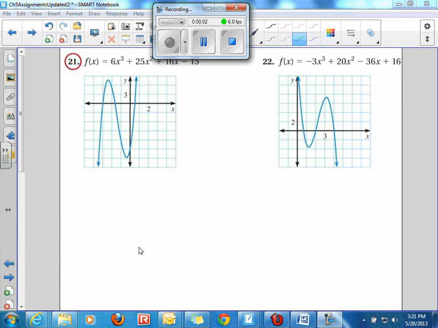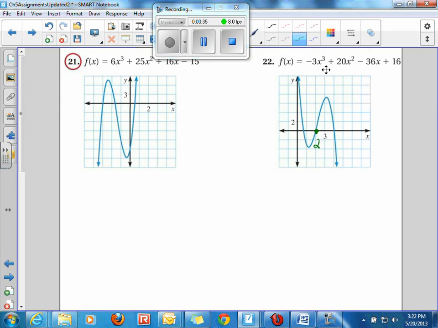This is problem number 22 on page number 13 on your assignment. Your goal for these problems is to use the graph to shorten the list of possible rational zeros and then to find all the real zeros of the function. Looking at this graph, I know that one of my zeros is here at 2 on the grid because I can see that point crosses at 2. And so I'm going to use that zero to shorten my list.